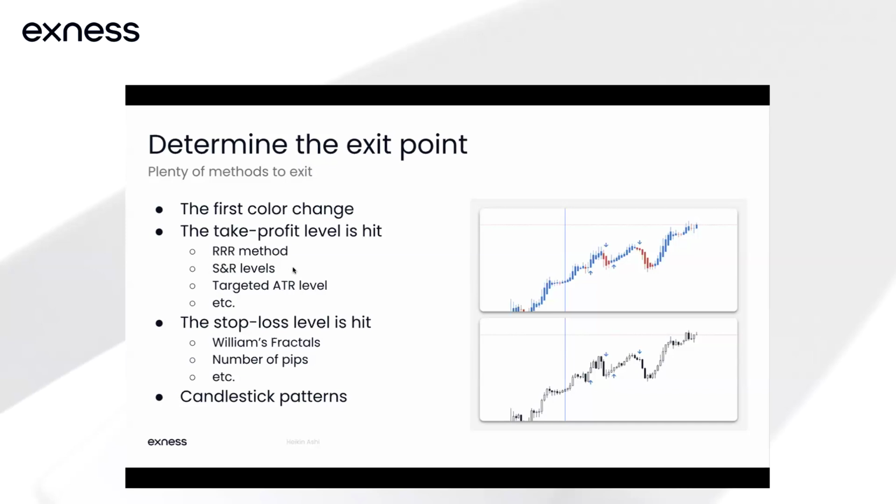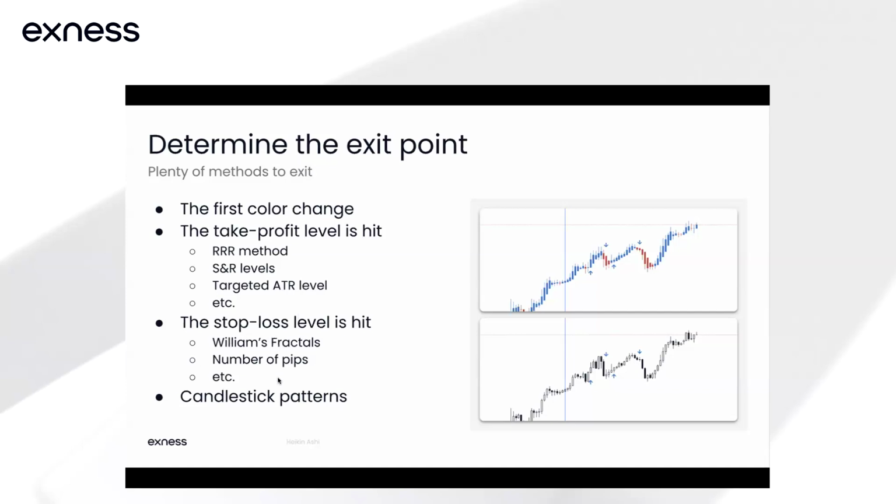Then support resistance levels. Personally, I would prefer to use support resistance levels because they give you an idea of where liquidity lies, which is why they would be my personal preference. But again, it depends on your trading style. And then targeted ATR level, like what we shared earlier, ATR is just a measure of volatility. So if price exceeds that volatility, there's a chance that it could retrace, and that's when you want to get out of the position. So there are different ways you can determine the exit plan.